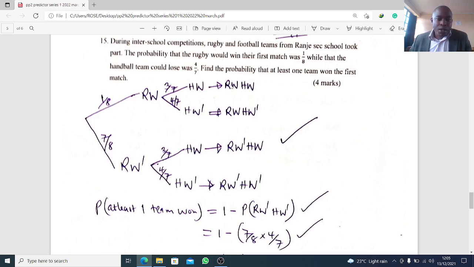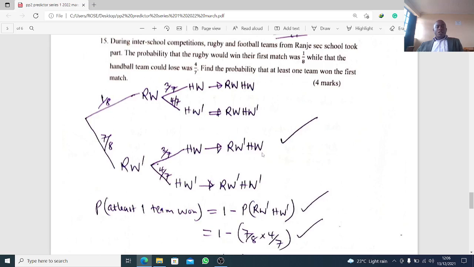So here we have rugby win, handball win; rugby win, handball lose; rugby lose, handball win; rugby lose, handball lose. And therefore, if we find the probability that at least one team won the first match, here there is a team that won, here there is a team that won, here there is a team that won, and here there is no team that won. So at least one team won is these three of them.